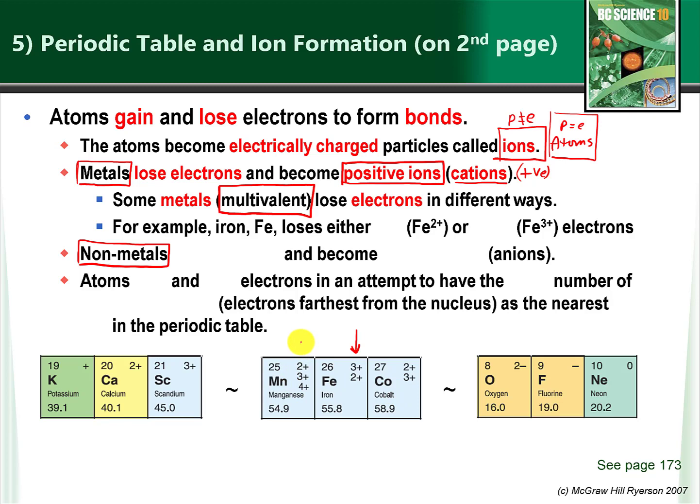manganese is multivalent, and cobalt here is multivalent because you can see that there's a plus and a number on them that are all different. But these metals over here, they're not multivalent. They have only a single ion charge. So the numbers up at the top are ion charges.